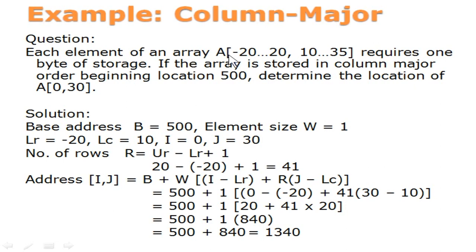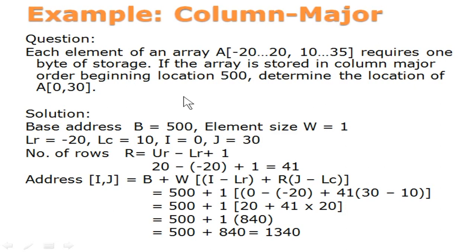So you are going to see an example. Each element of an array A minus 20 dot dot dot 20, that means the range, comma 10 to 35, requires 1 byte of storage. If the array is stored in the column major order, the beginning location is 500, determine the location of 0, 30. Okay, so the values have to be found. You can see the beginning location, that is base address, so B equal to 500, and the byte requires 1 byte of storage, so W equal to 1, and you are going to find the LR and LC. So you can see the least row is minus 20 and least column is 10. So LR equal to minus 20 and LC equal to 10.